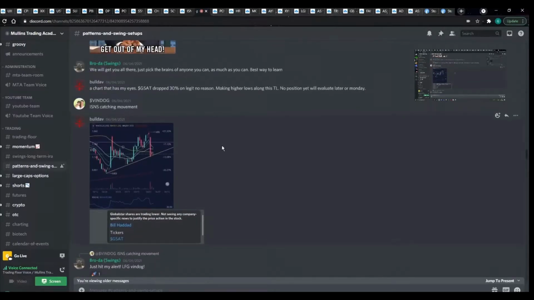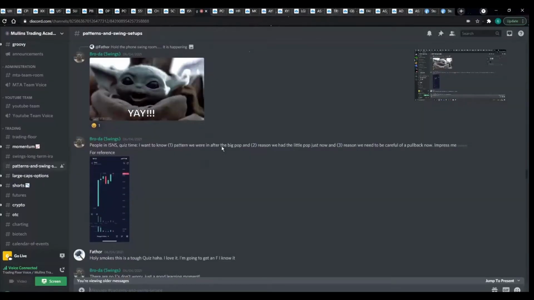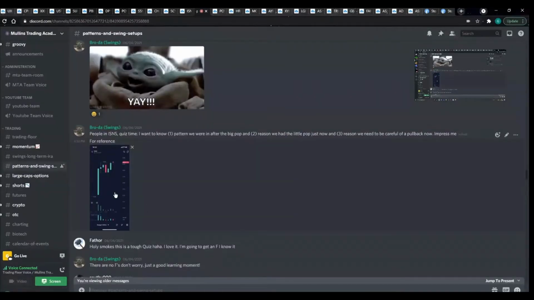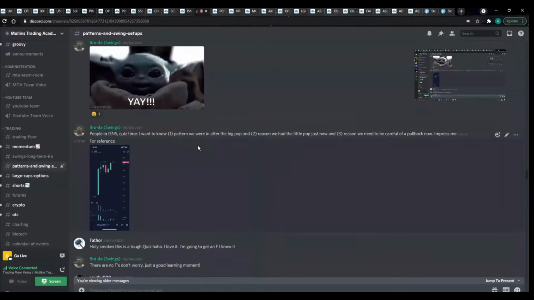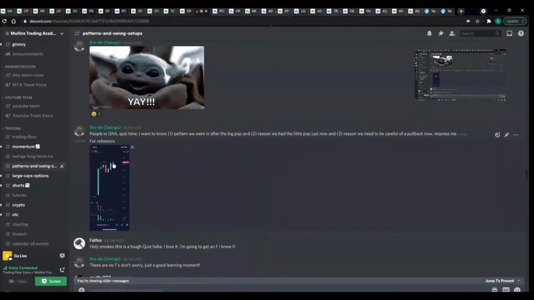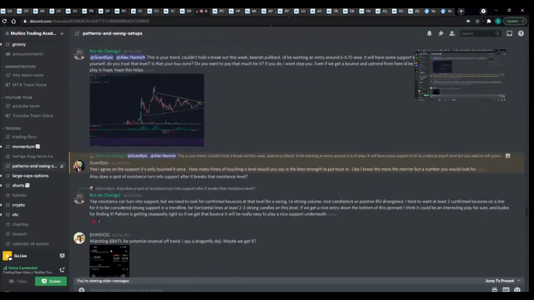So ISNS started moving, it started catching. And I was saying to them, right, we need to pay attention now, because we've had this pop. We've had a decent pop. I can bring up the charts in Webull. And I was like, right, guys, I want to know 3 things. I want to know what pattern we're in after the pop, the reason we've had this second pop, and why we need to be careful right now. And obviously a few of the guys got back to me and they sent really good answers.